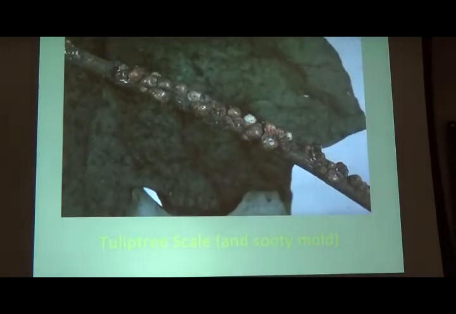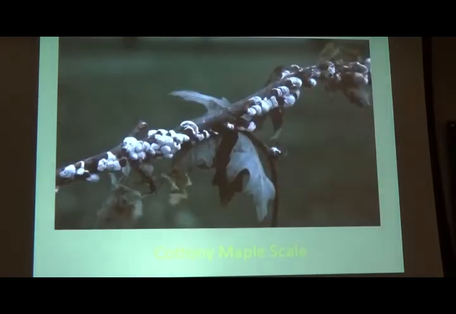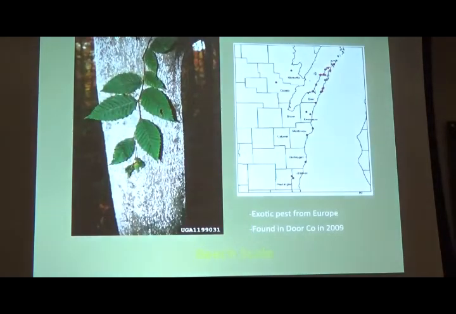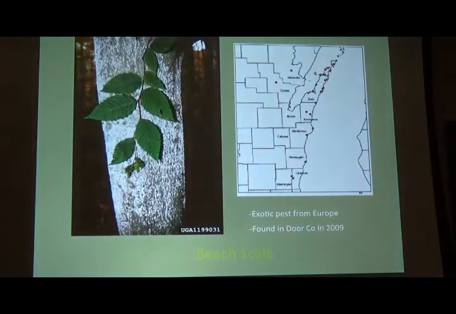Here's the tulip tree scale and the sooty mold. And that's really, oftentimes, that aesthetic blemish, if you will, is equally as damaging as what we see. Particularly if you happen to have a car parked over the top of this and down below, it is a mess. Here's cottony maple scale. You've seen this one before, I'm sure, particularly on silver maples. Pretty nasty looking organism. And then beech scale. We've seen some incidents of this up along the eastern seaboard of Lake Michigan up near Door County with beech scale. So it's an exotic pest in this particular instance.